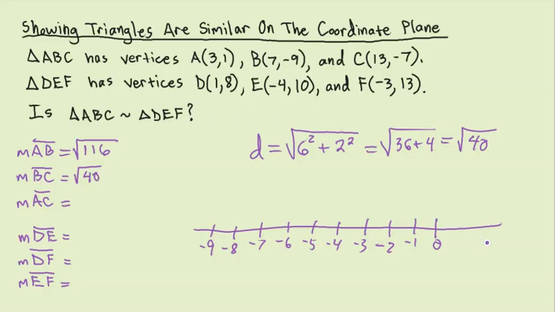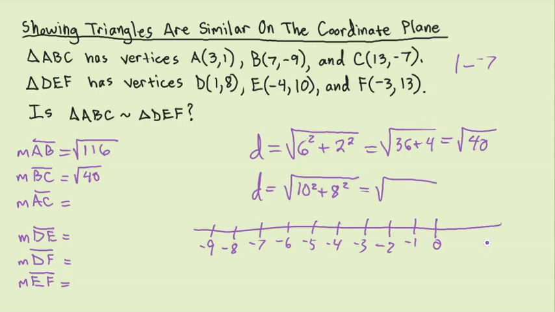Now let's do AC. AC is going from 3, 1 to 13, negative 7. So how far is it from 3 to 13? Well, 13 minus 3 is 10. So the distance is going to be the square root of 10 squared plus. How far is it from 1 to negative 7? Well, we could do 1 minus negative 7 to find that. Well, 1 minus negative means plus, so 1 plus 7 is 8. So that's going to be 8 squared.